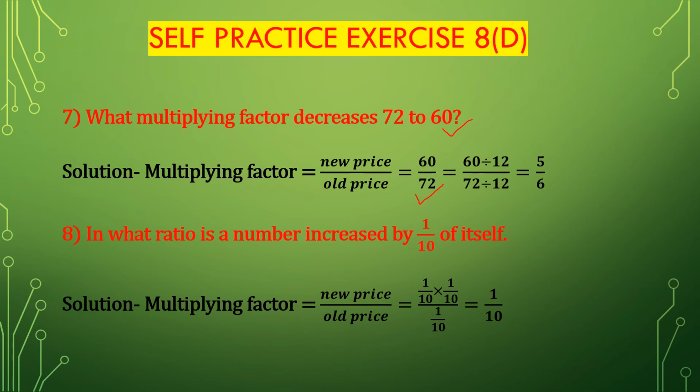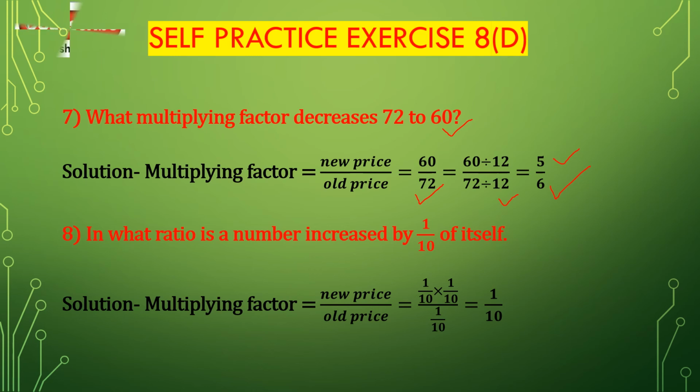Cancelling 60 and 72 with 12, 60 divided by 12 is 5 and 72 divided by 12 is 6. So we get 5 divided by 6. Now the multiplying factor is 5 divided by 6. So the multiplying factor that decreases 72 to 60 is 5 divided by 6.